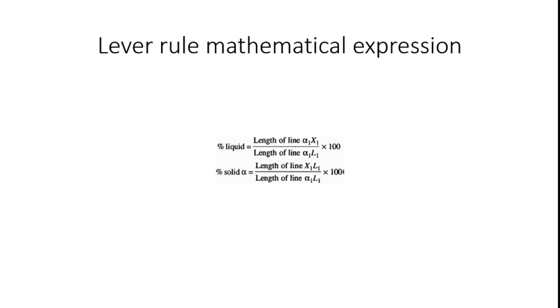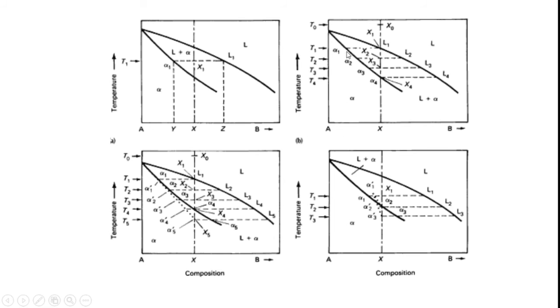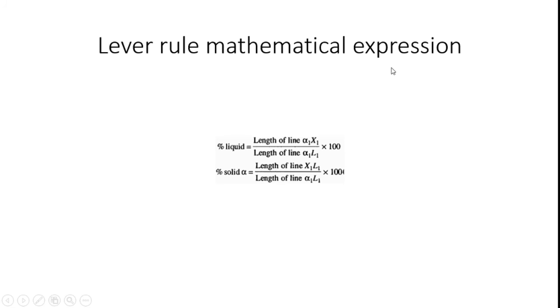So from this identification of length from the phase diagram, we can identify the percentage of liquid available in the solid solution and the percentage of solid, which can be represented with the Greek letter alpha, and which can also be studied with the length of line x1 L1. Here, what is x1 L1? The line starts from the intermittent line x1 to L1, after that x2 to L2, x3 to L3 and x4 to L4. These hidden lines represent the percentage of solid available in the solid solution.